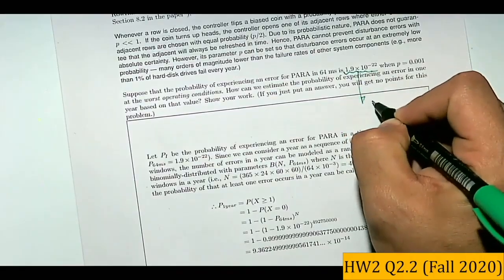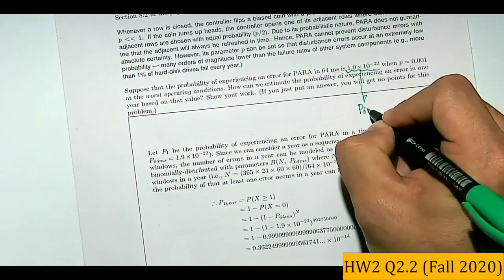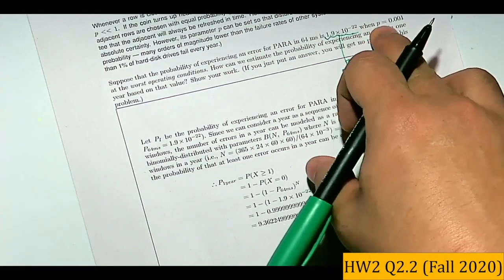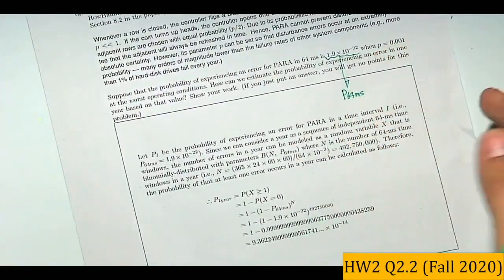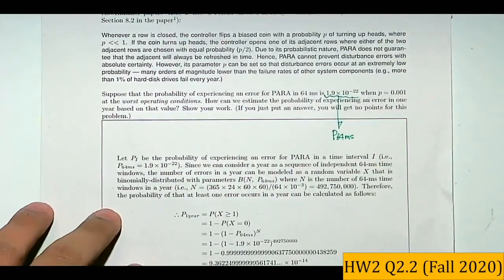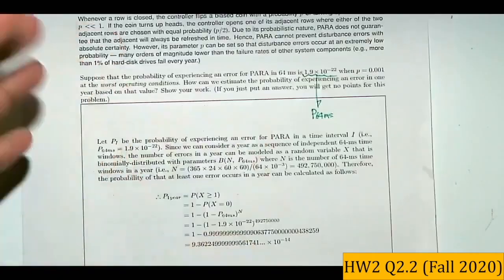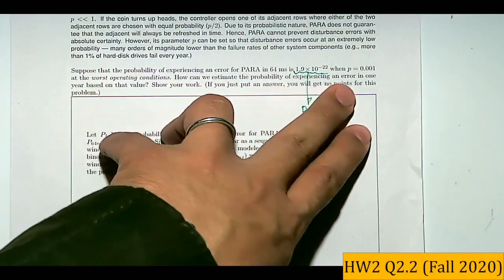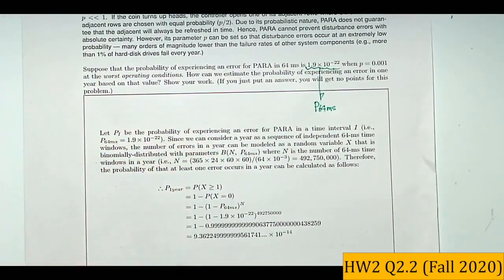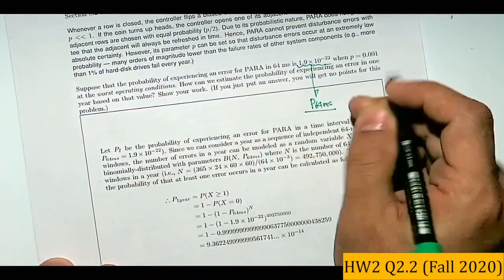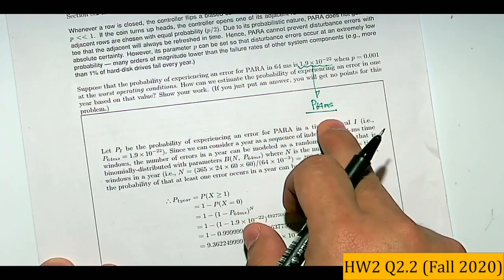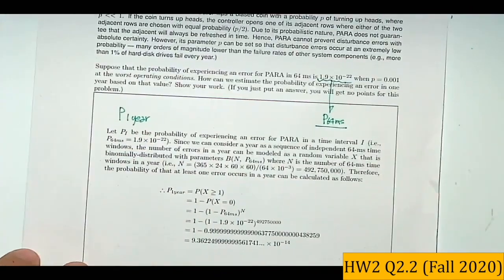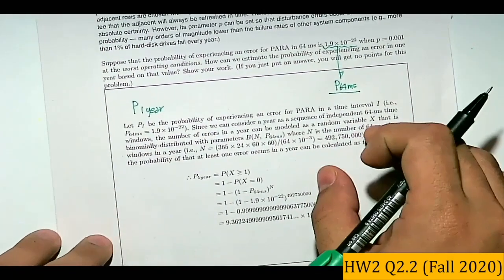And let this be P64 millisecond, when the probability parameter in the PARA technique is just 0.001. And this is the worst operating condition. And the question is asking how we can estimate the probability of experiencing an error in 1 year based on this value. So this is the probability of experiencing an error for 64 milliseconds, and the question is to get this, which is the probability of experiencing an error for PARA in a year.